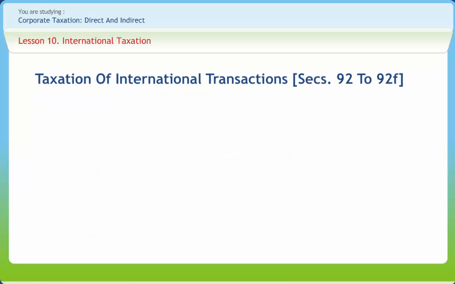Now let's discuss taxation of international transactions. Section 92 to 92F. Conditions for applicability of arm's length price in international transaction are two or more enterprises. An international transaction is subjected to the arm's length price only in case of a transaction between two entities called associate enterprises.